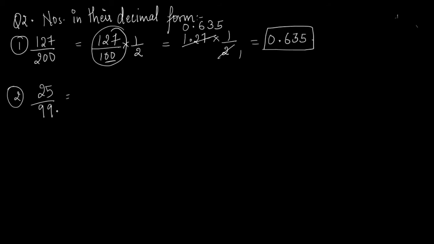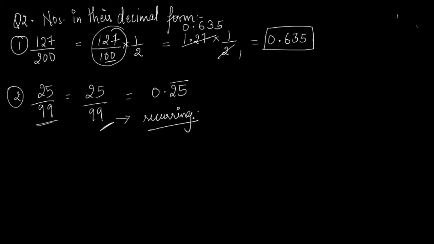My dear children, whenever you have 99, 9 or triple 9 or 4 times 9 in your denominator, always understand that this is a type of decimal fraction. And this decimal fraction can be written in the form of, see, if it is 25 by 99, it has to be written as 0.25 bar. Why 25 bar? It is because it is 99, it is always in the recurring form. So this is one short trick that you need to know.